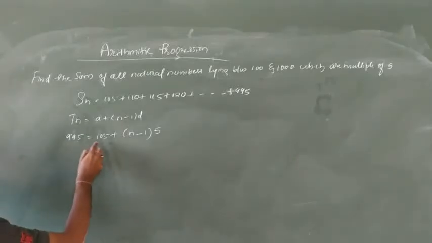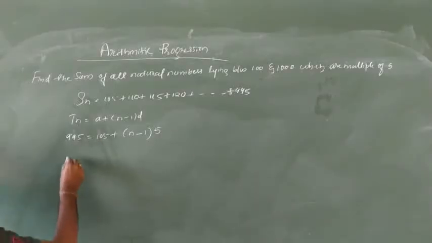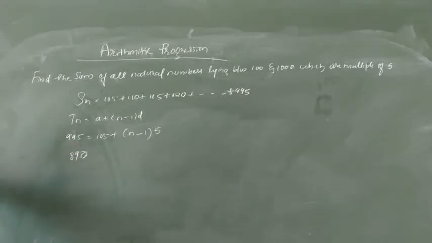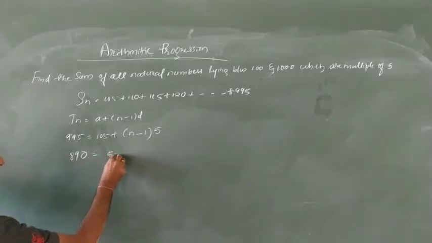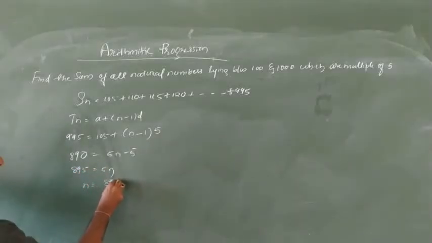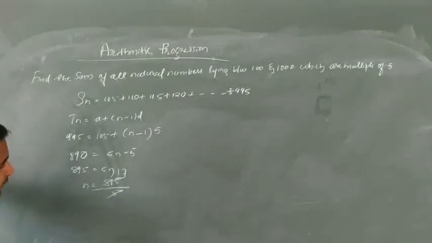Okay, if I take this 105 to the LHS, then it goes to subtraction. 5 minus 5 is 0, 9 minus 0 is 9, 9 minus 1 is 8, that is 890 equal to 5n minus 5. Take this 5 to the LHS, that is 895 is equal to 5n, then n is equal to 895 divided by 5. 5 1s are 5, 3 remaining, 5 7s are 35, 4 remaining, 45 means 9 5s, so n is how many?